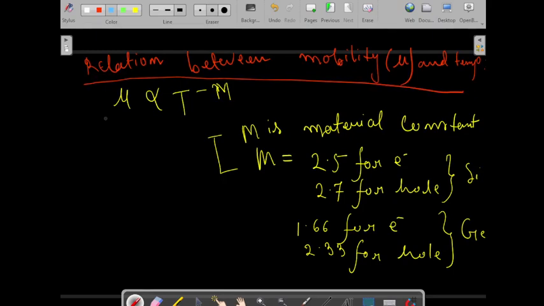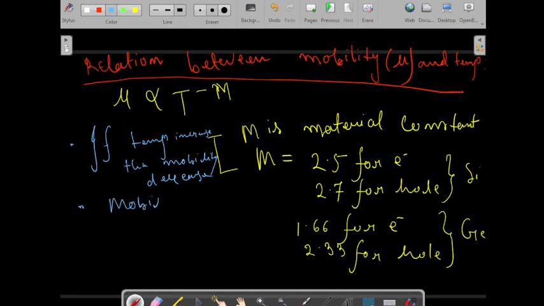So the relation is, if temperature increases, the mobility decreases, and also mobility has a non-linear variation with temperature.